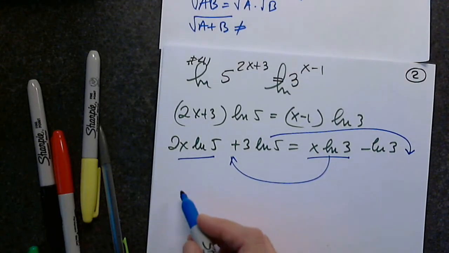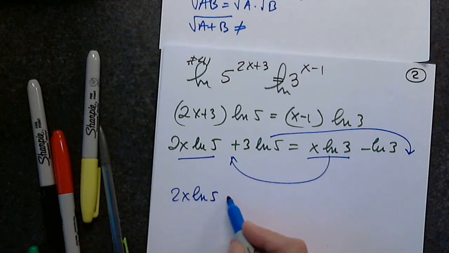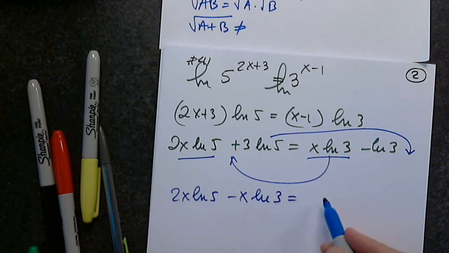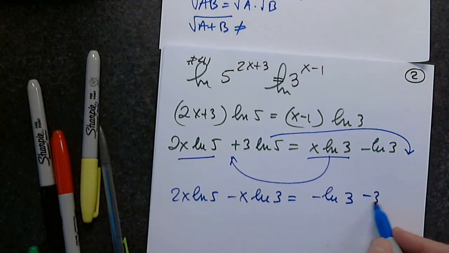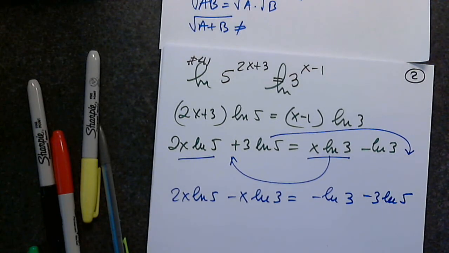So the left-hand side is 2x natural log 5 minus x natural log 3, and the right side is negative natural log 3 minus 3 natural log 5. We're solving for x. We cannot combine like terms. They are not like terms because of those natural log 5 and natural log 3. But there is a way. What would that be? We've done that many times before. When I cannot combine and I have to solve, what is my choice?